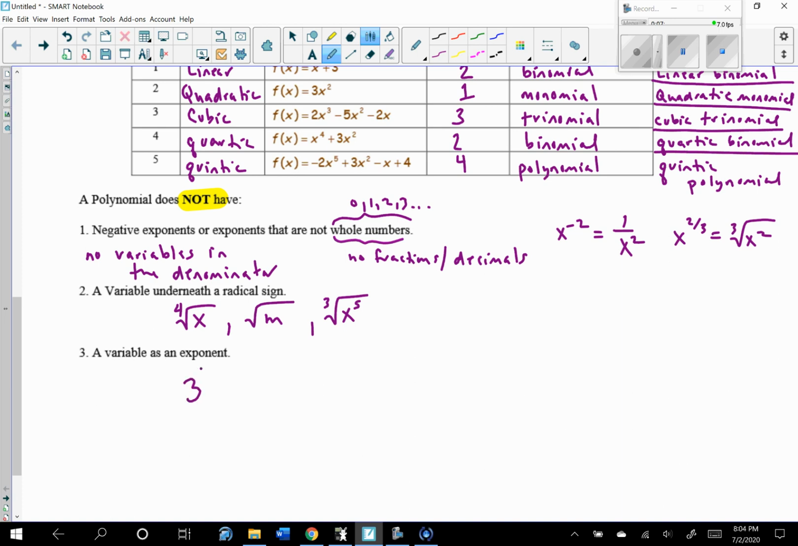So if we have 3 to the power of x, this is not a polynomial. Why not? Because when we have a variable exponent, remember this is an exponential function.